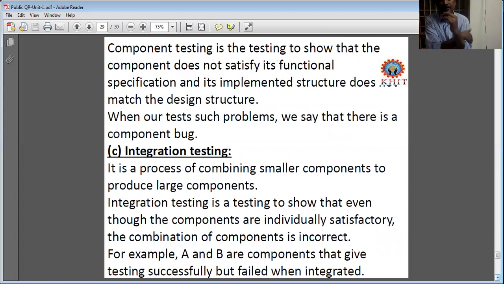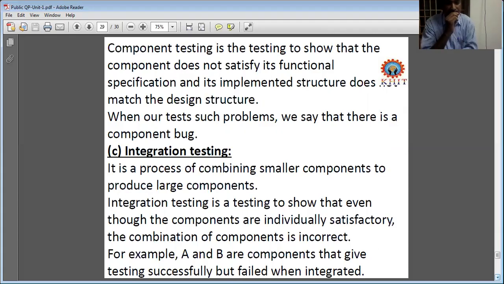Component testing is the testing to show that the component does not satisfy its functional specification and its implemented structure does not match the design structure. When our test finds such problems, we say that there is a component problem.